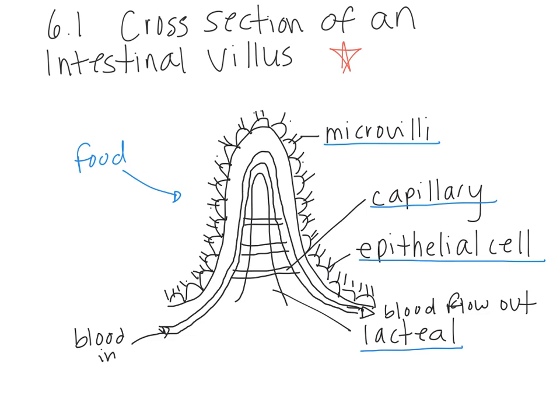Also of note here is what's on the inside of these epithelial cells. These epithelial cells are full of mitochondria, and those mitochondria are going to help generate ATP, which we need for the active transport of food molecules into these epithelial cells and then into the bloodstream. And that'll be on my next drawing.